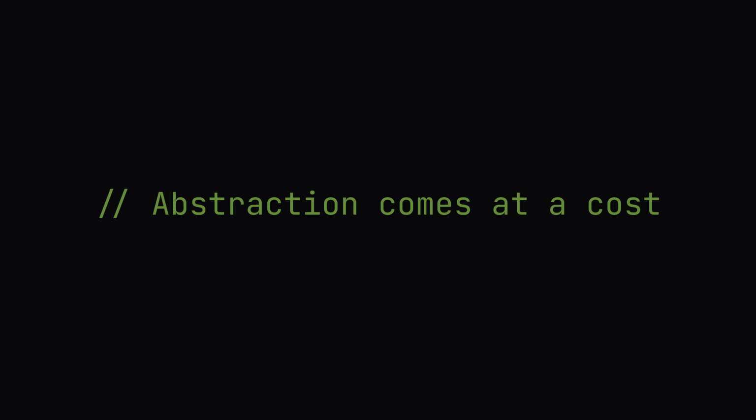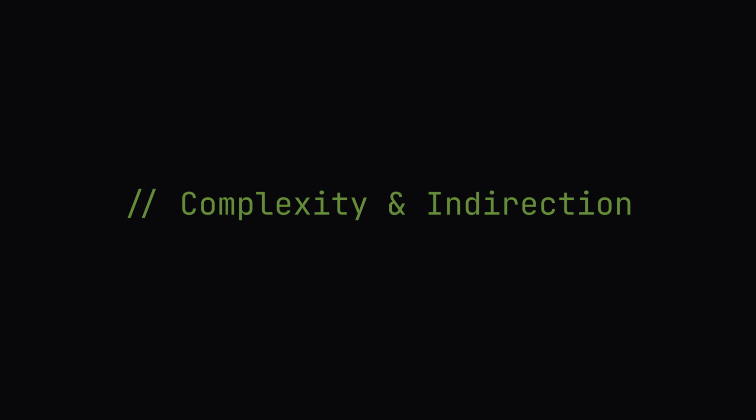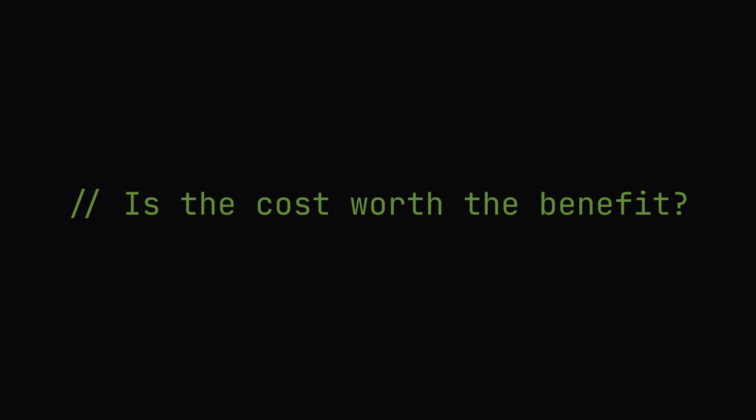But I think it's really important to highlight, abstraction isn't free. It comes at a cost. It comes at a cost of increased complexity and indirection since the implementation details are elsewhere. But I think you need to ask yourself, is the cost worth the benefit? In our case, I think it is. We can easily change how we send notifications, or we can easily add brand new ways of sending notifications, all without changing the order service.